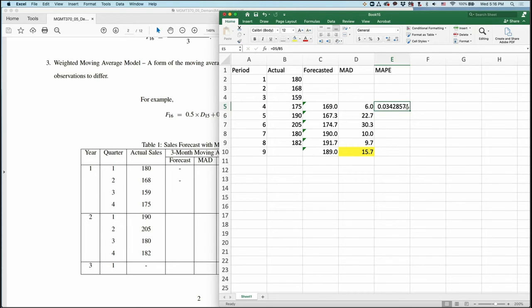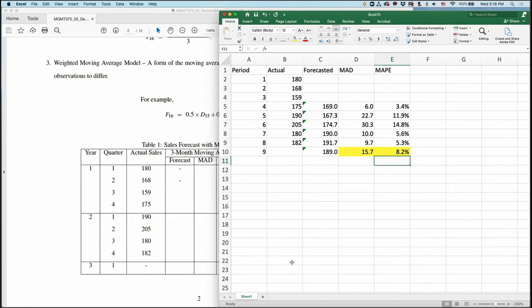So you just compute these numbers, and you can change them to a percent, and then you can take the average. So what does MAPE stand for? MAPE stands for mean absolute percent error. It means you take an average number. So this is a moving average.